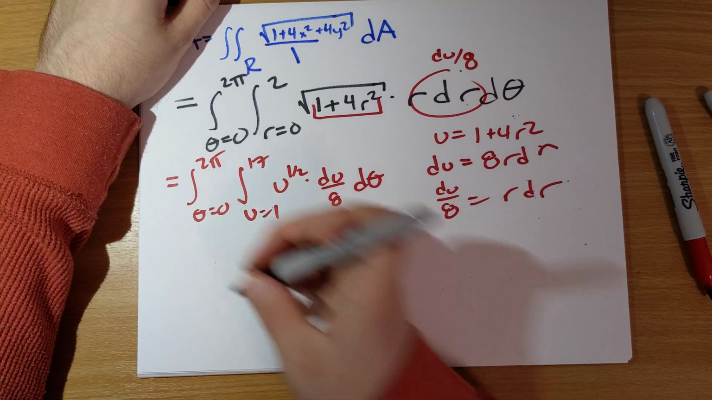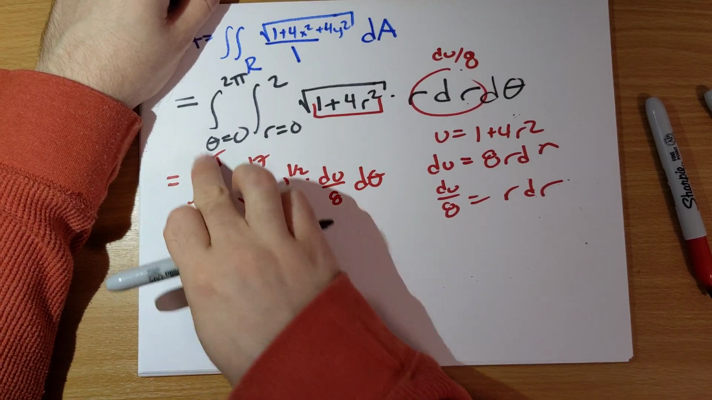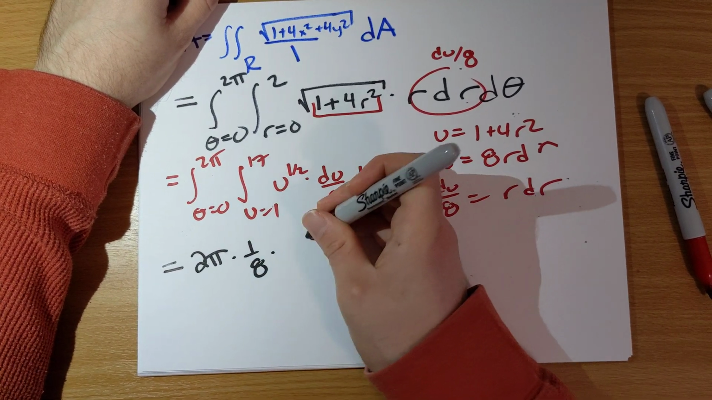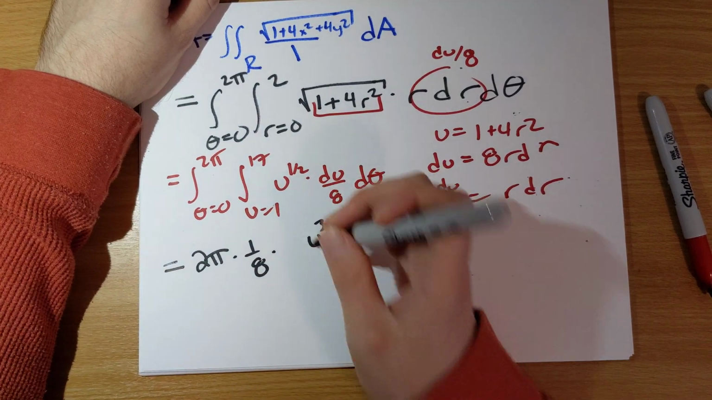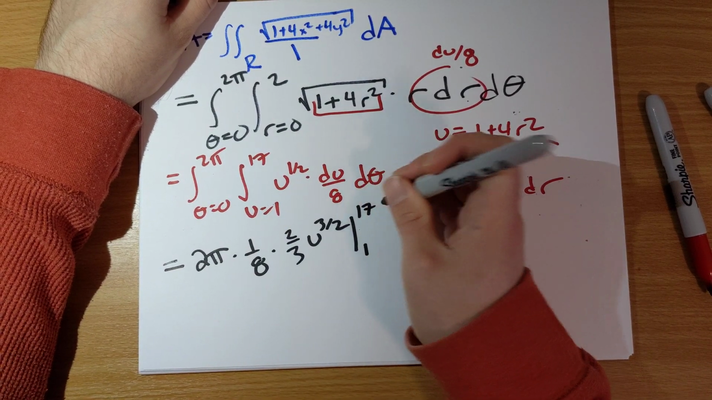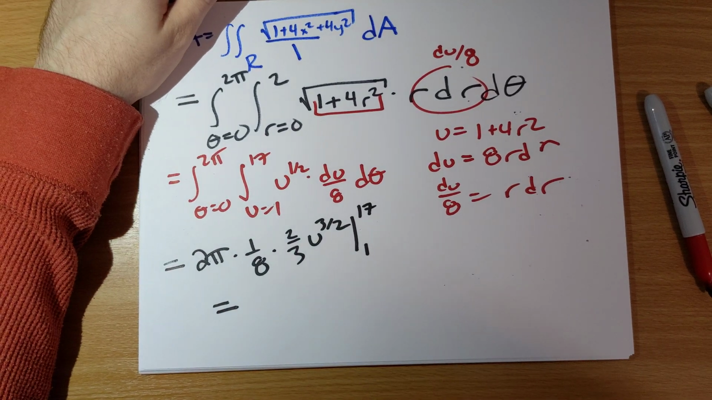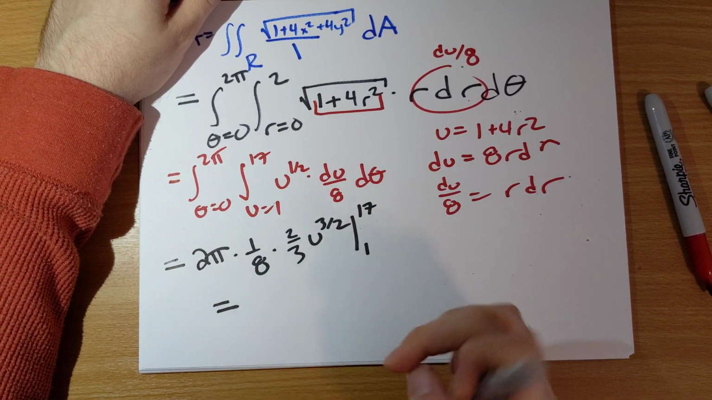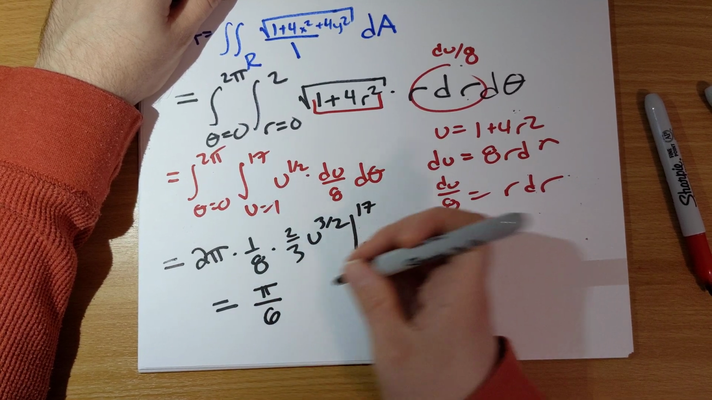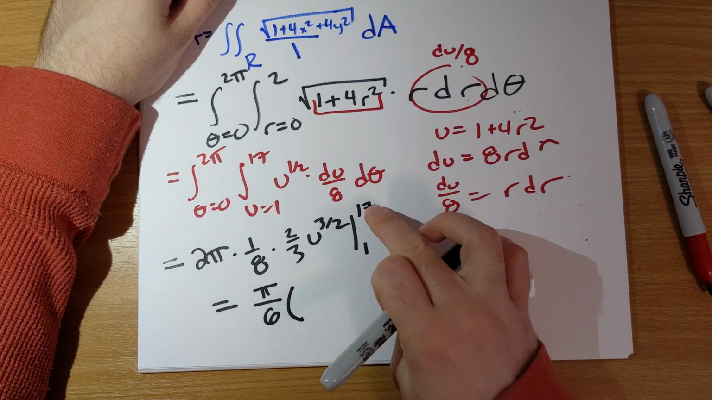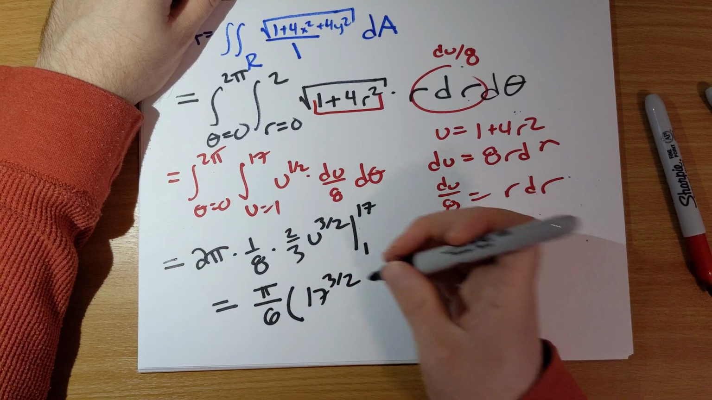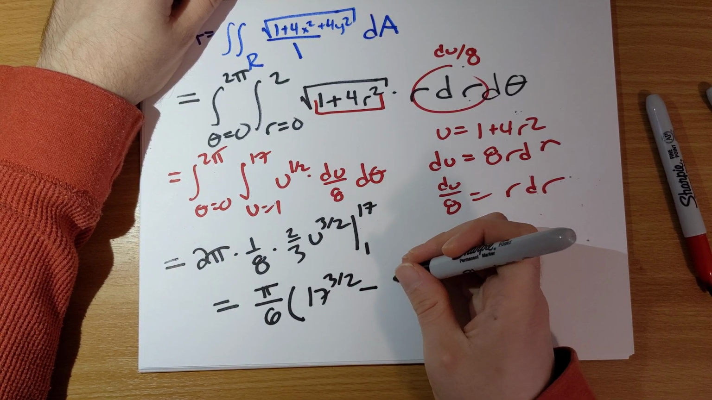And so the rest of this integral should be pretty easy to evaluate. The theta terms will give us 2 pi here, times 1/8 times u to the 3/2 divided by 3/2, multiplied by 2/3. Plug in from 1 to 17 here. And so eyeballing this, I think we end up with pi over 6 times, plug in 17 here, 17 to the 3/2 minus 1 to the 3/2, which is just 1.